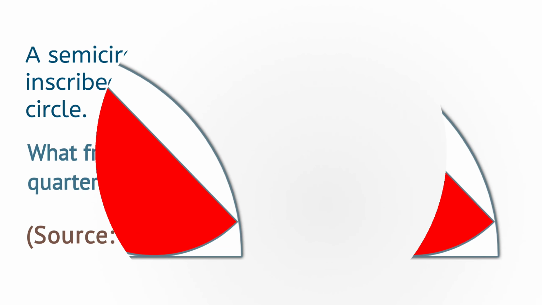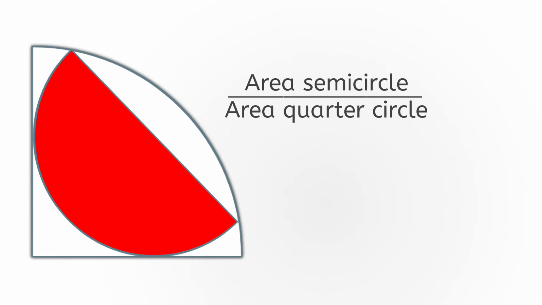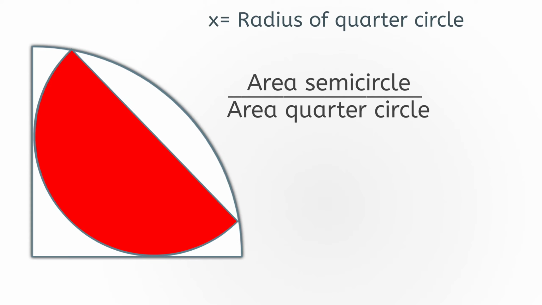So, how can we solve this problem? Let's set up an equation for the fraction that is shaded. That will be equal to the area of the semicircle divided by the area of the quarter circle. Now, let's define some variables. Let x be the radius of the quarter circle, and y be the radius of the semicircle.